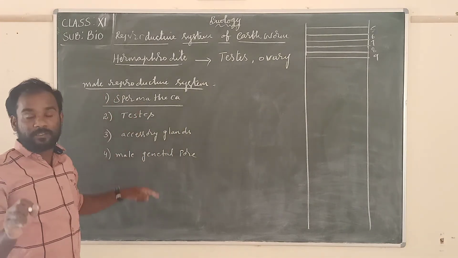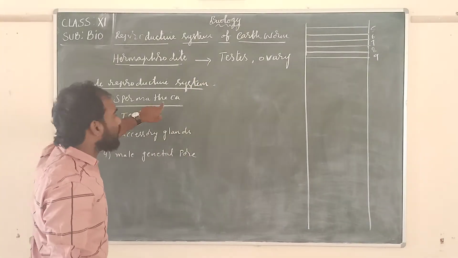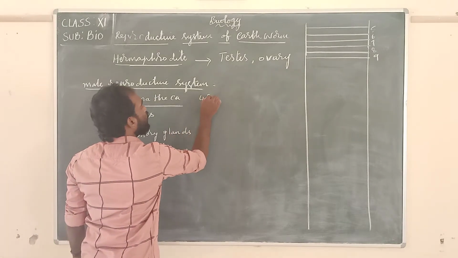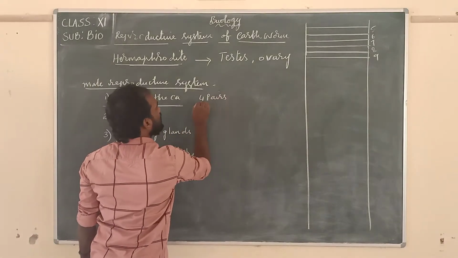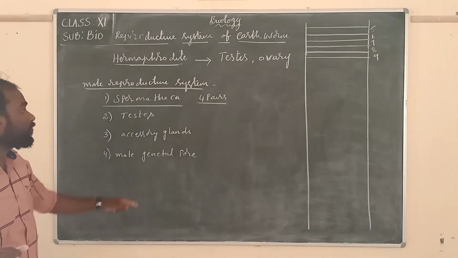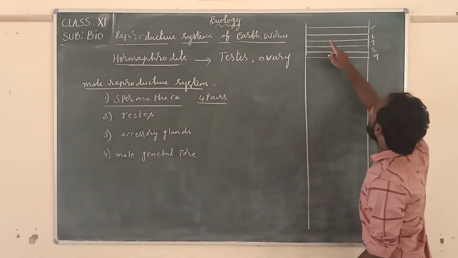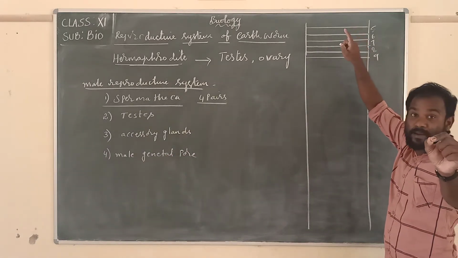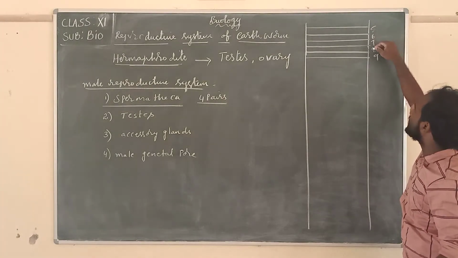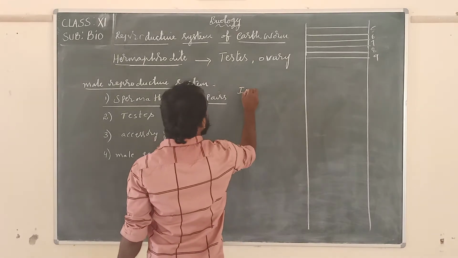We already discussed this point in morphology of earthworm. In the ventral side of the earthworm, there are 4 pairs of spermatheca. And how are they located? They are located in the intersegmental region of 5 and 6, 6 and 7, 7 and 8, 8 and 9. They are located in the intersegmental regions.